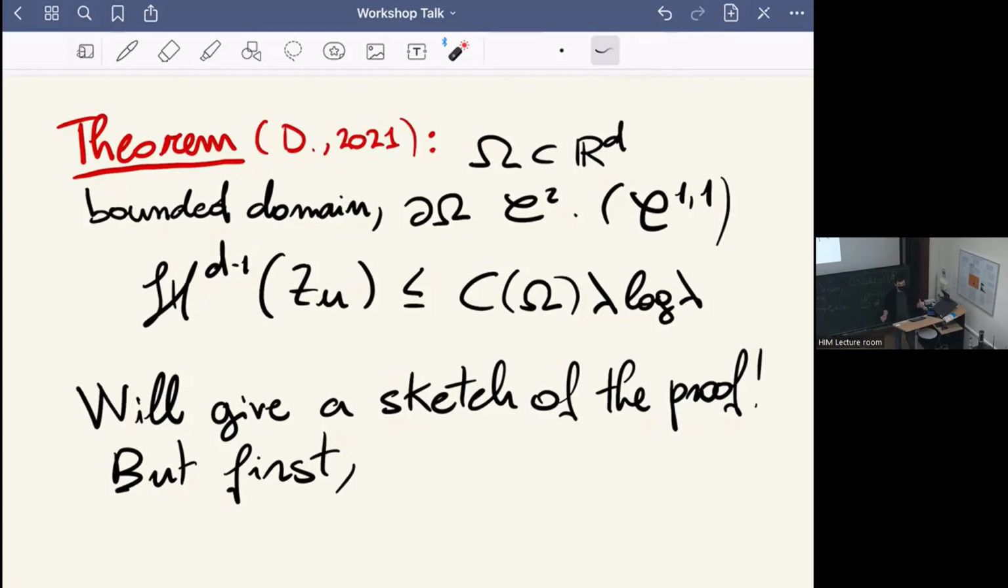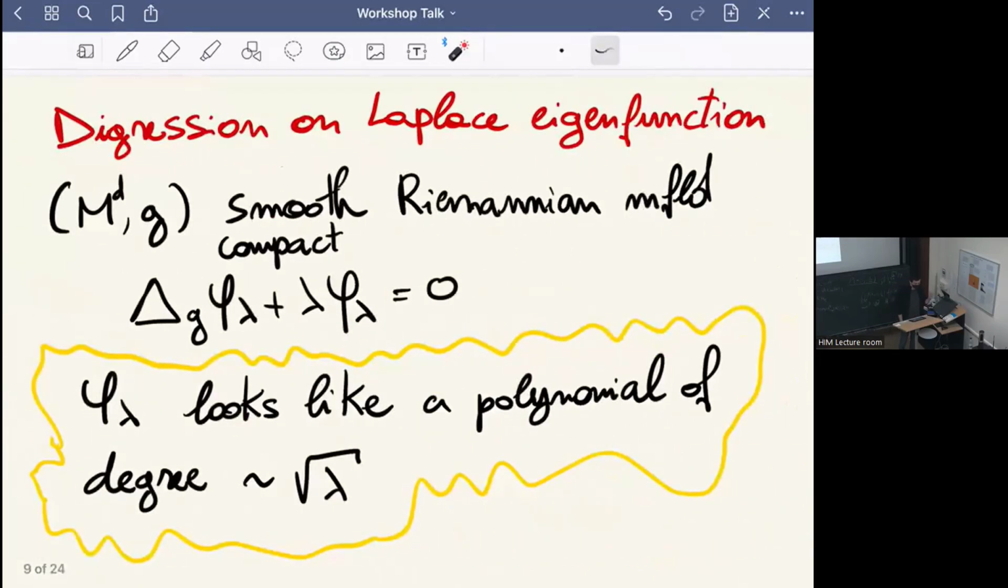But first, let me give you a promise, in my abstract, a comparison with the Laplace eigenfunction case, which is maybe better known. I will digress a little bit on Laplace eigenfunctions, which is a better studied problem, I would say.